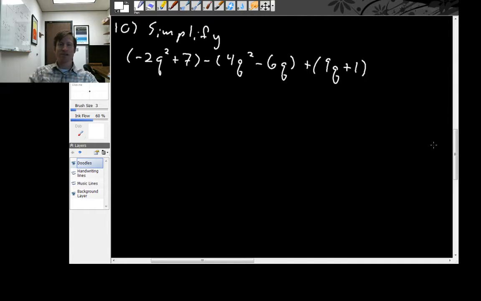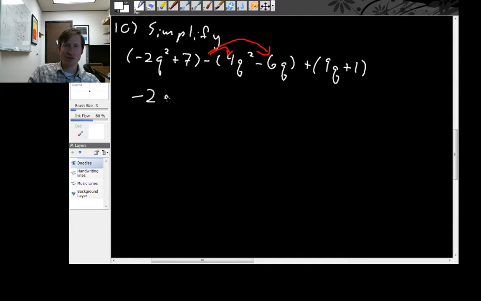Here's 10. Simplify this big polynomial. Now the nice thing about simplifying sums of polynomials is really all we have to do is get rid of the parentheses somehow, and then just combine like terms. So the only thing to be careful about when you're removing parentheses in a sum and a difference is this subtraction right here. We'll have to distribute this minus sign in order to remove this second set of parentheses. This first set of parentheses, they don't make a difference, so we can just erase them.